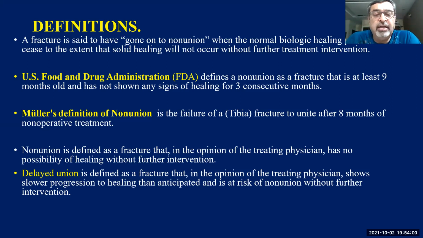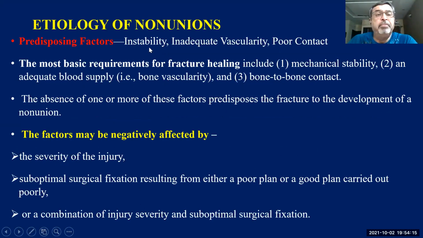And a delayed union is defined as a fracture that, in the opinion of the treating physician, shows slower progress of healing than anticipated and is at risk of non-union if there is no further intervention added onto it. The etiology, mainly predisposing factors, are instability, inadequate vascularity and poor contact.